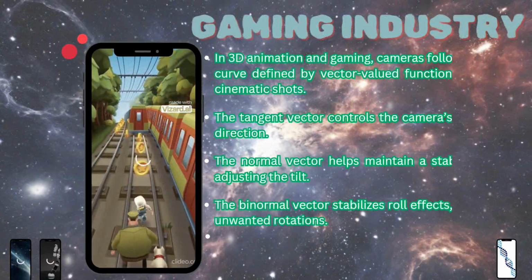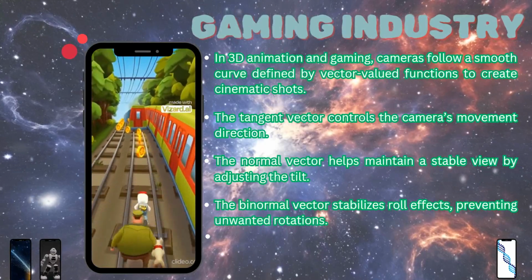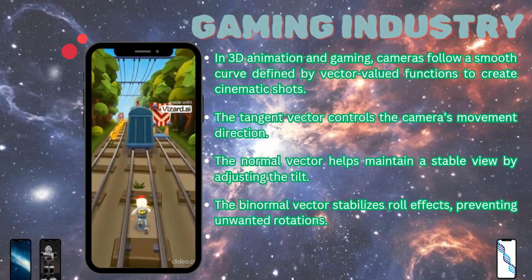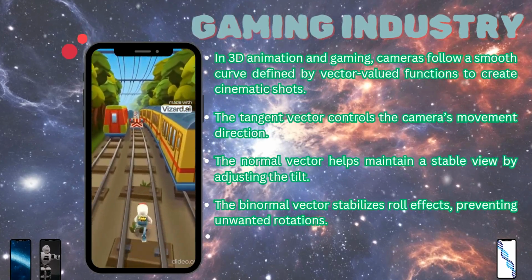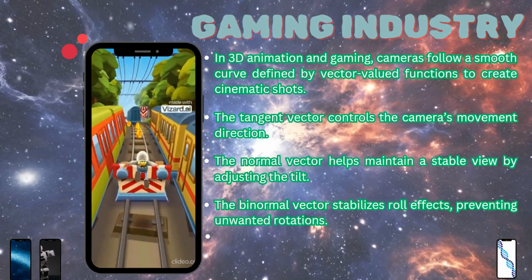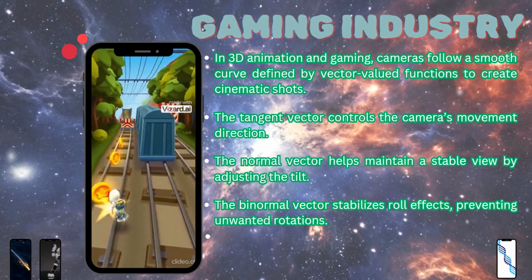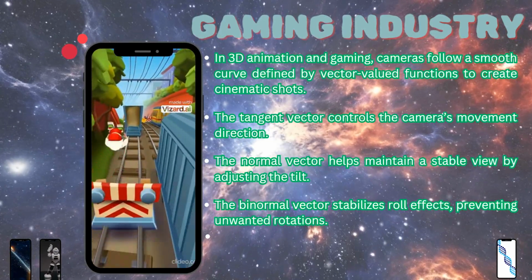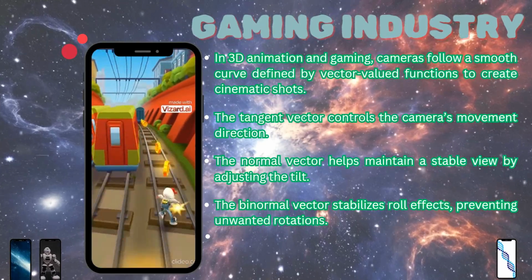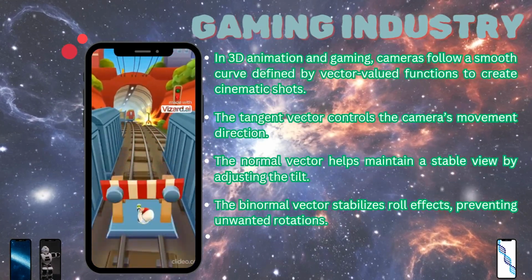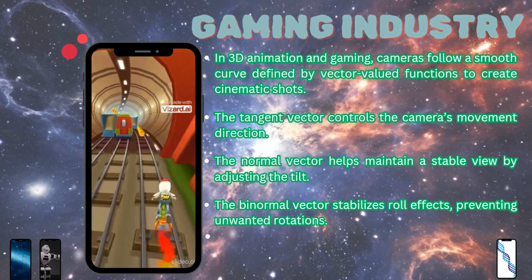In 3D animation and gaming, cameras follow a smooth curve defined by vector-valued functions to create cinematic shots. The tangent vector controls the camera's movement direction. The normal vector helps maintain a stable view by adjusting the tilt. The binormal vector stabilizes roll effects, preventing unwanted rotations.